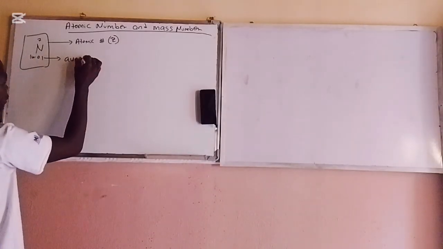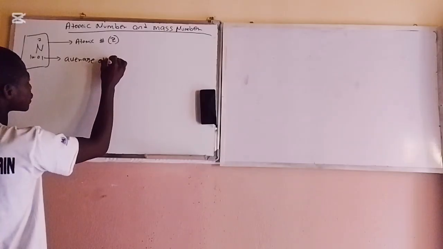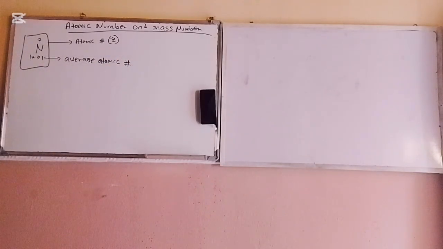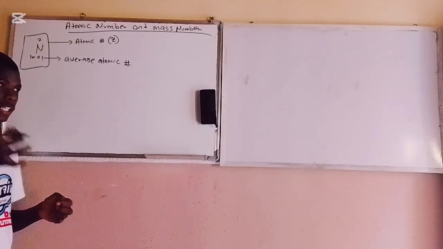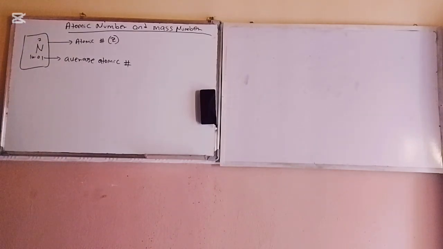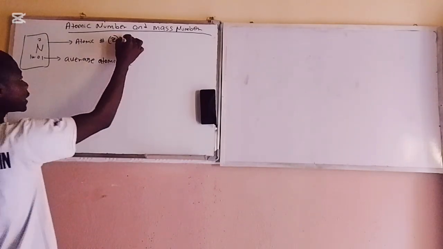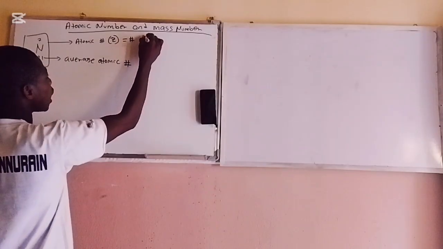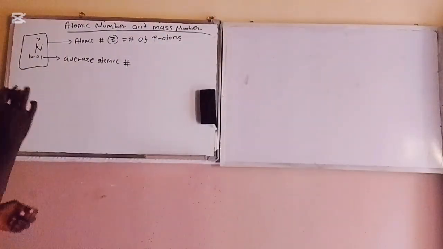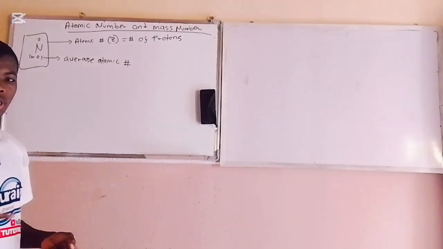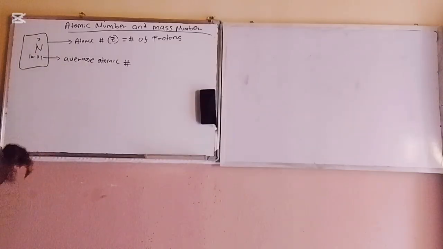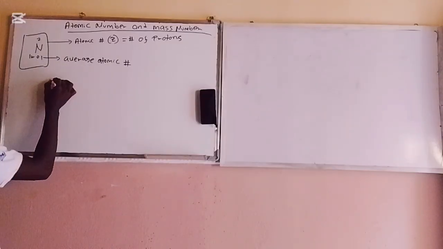And therefore 14.01 is what we call the average atomic number, and this is what we call the atomic number. This atomic number is also known as the number of protons. Atomic number is the same thing as the number of protons. And this decimal value that you see is the average atomic number.